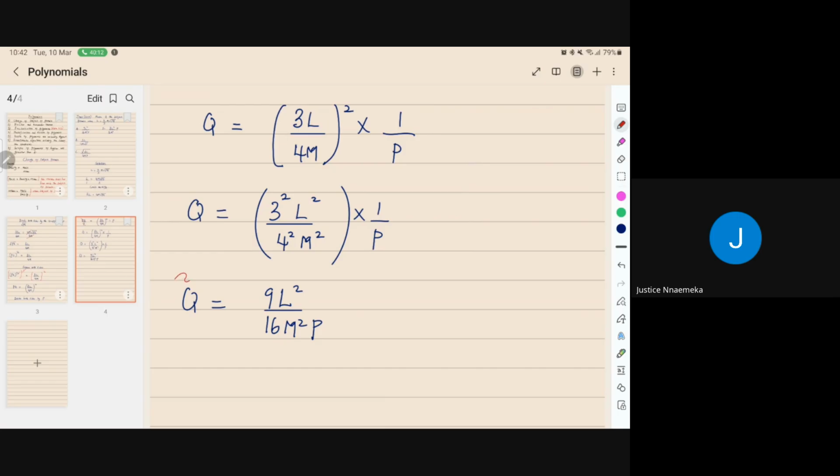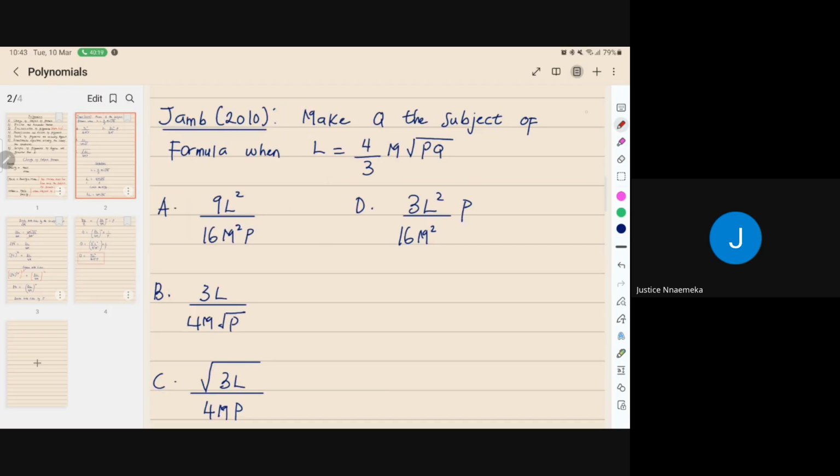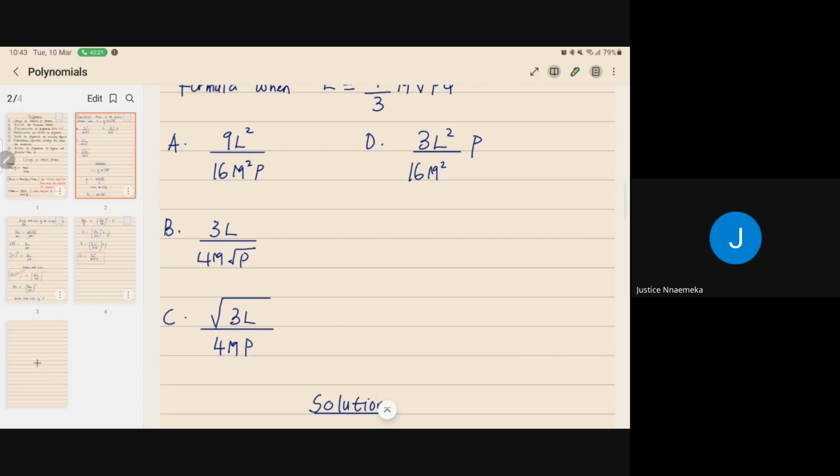Hence, we've actually made our Q the subject of the formula, and we can now go ahead to pick our option, and that option happens to be what? The option happens to be D. Is it D or A? Sorry, an A. Does it make sense, guys?